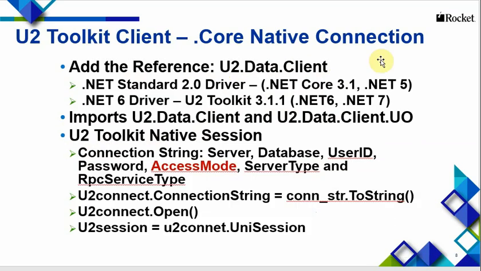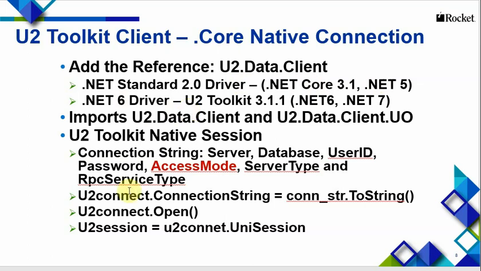So when you import the client, it's the same thing as on the .NET Standard 2.0 driver for the reference. But on the latest U2 Toolkit 3.1.1 client, we call it the .NET 6 driver, and we use the package. So you can have several options. I will have another video to explain how to install the U2 Toolkit 3.1.1 driver.